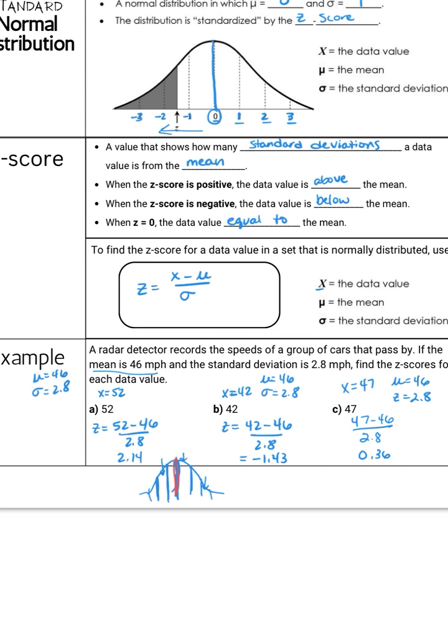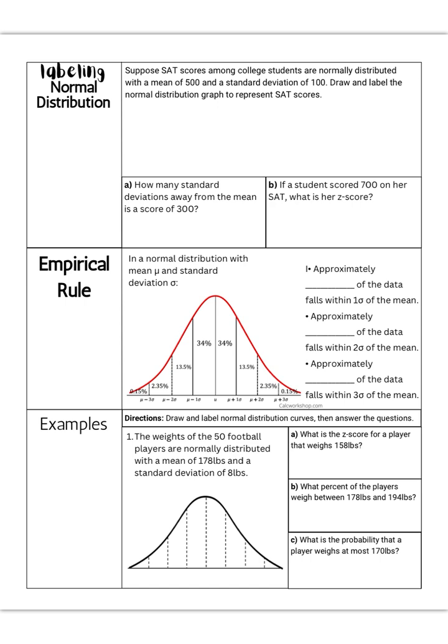So let's look at labeling a normal distribution curve. So a normal distribution curve, we just said, is what you call a bell-shaped curve.